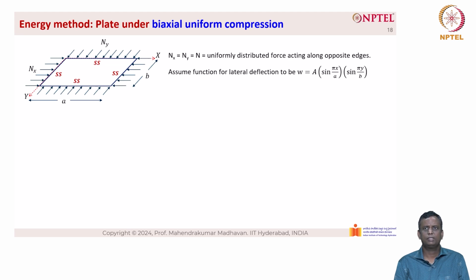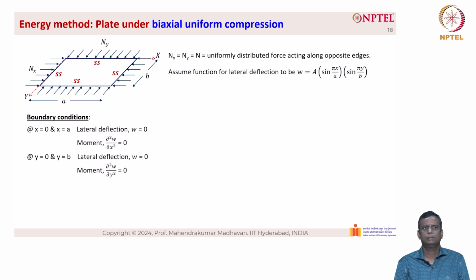Here the deflection function is simply a function of the boundary conditions, not a function of the loading conditions, and hence the same deflection function that was used for uniaxial compression can also be used for biaxial compression. So the boundary conditions given are: at x equal to 0 and x equal to a, the lateral deflection w equal to 0 and moment dou square w by dou x square equal to 0. Similarly, at y equal to 0 and y equal to b, the lateral deflection w equal to 0 and moment dou square w by dou y square equal to 0.